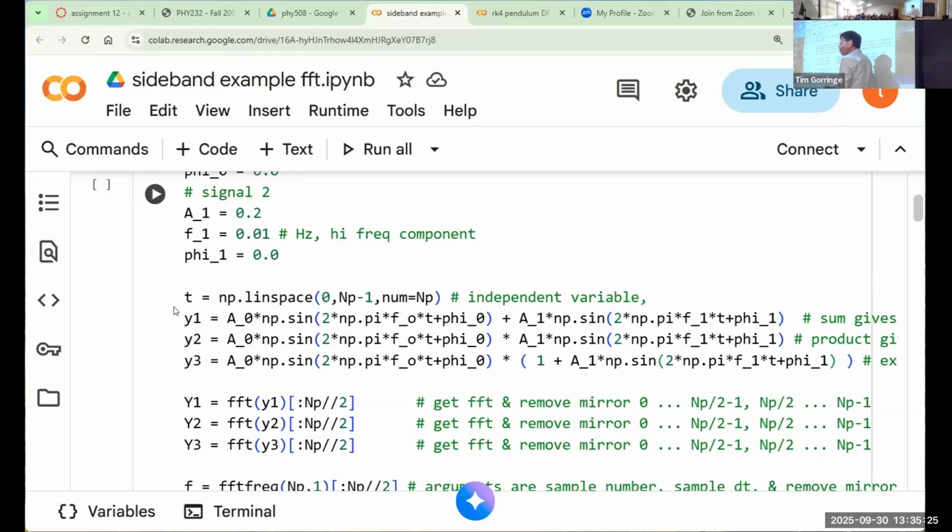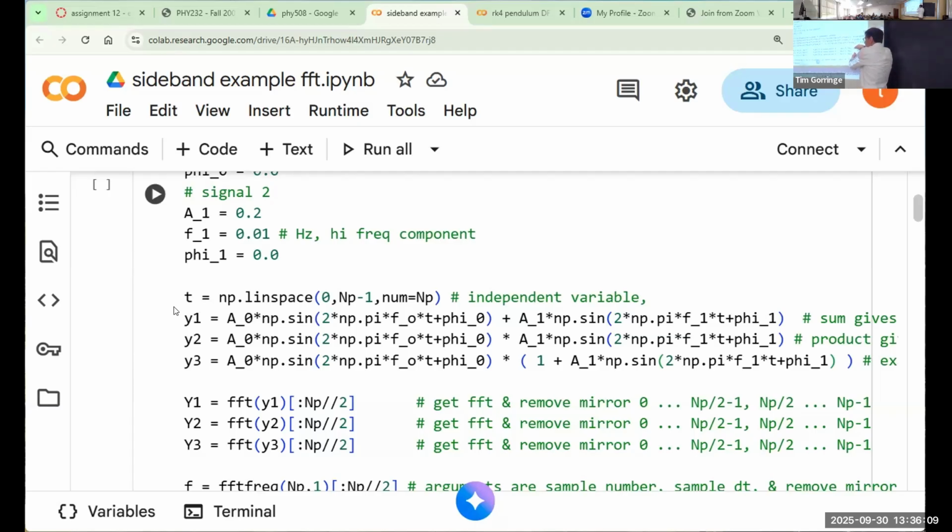In Y2, I just multiply those two frequencies together. I've got the low frequency sine wave multiplying the high frequency sine wave. And in item 3, I've just made a more complicated combination of the two sine waves that involves both multiplying and adding. So in this term here, I've got a product of the sine waves from this piece with A0 times this piece with A1, but I've also got just A0 on its own.